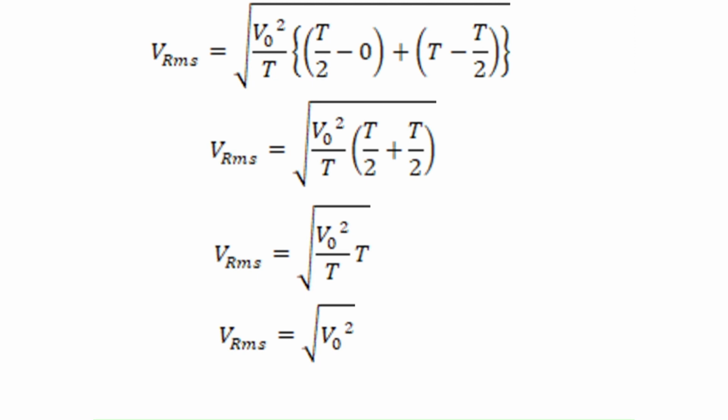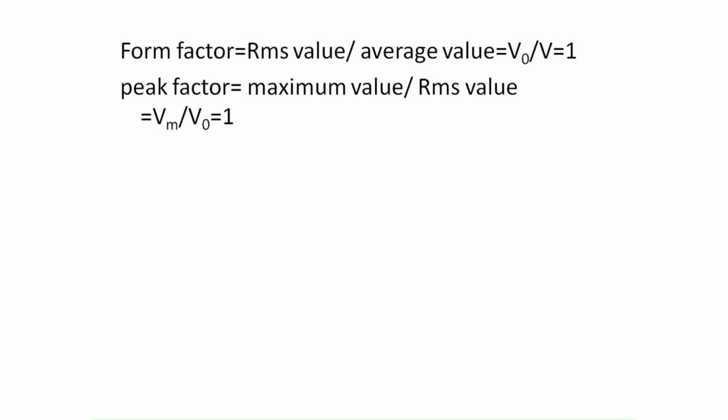Now the RMS value, VRMS, equals the square root of 1 by T times the integral from 0 to T by 2 of V naught square dt plus the integral from T by 2 to T of minus V naught whole square dt. Therefore, the value will be VRMS equals V naught.